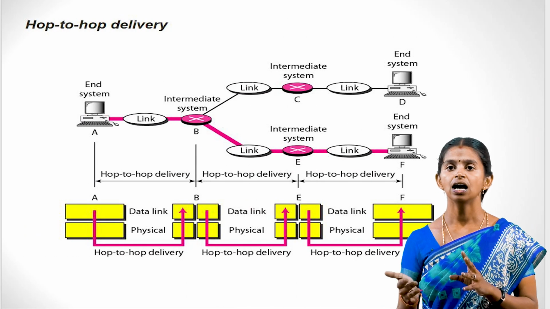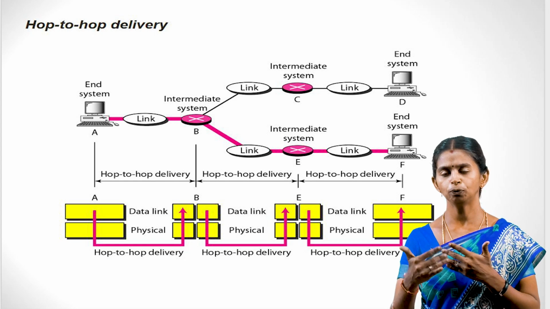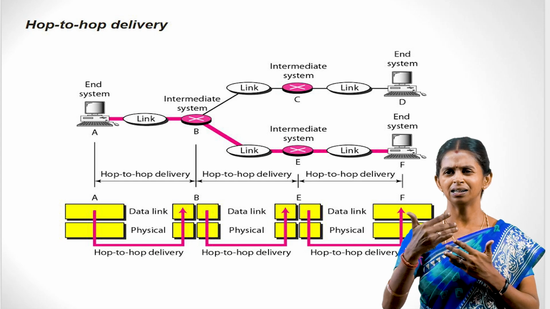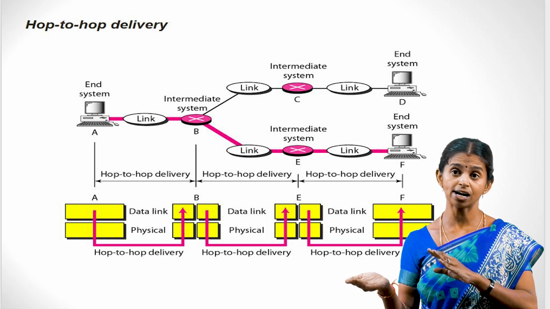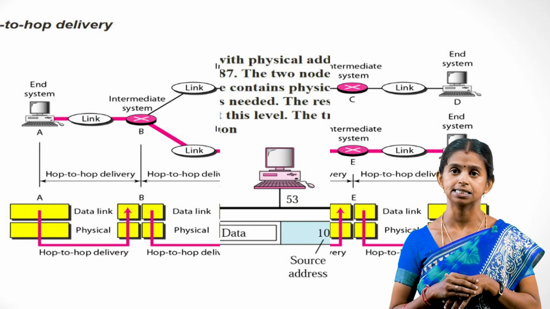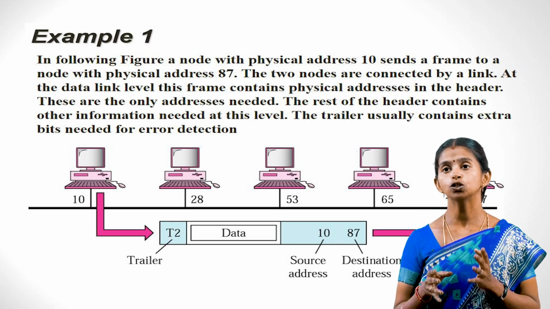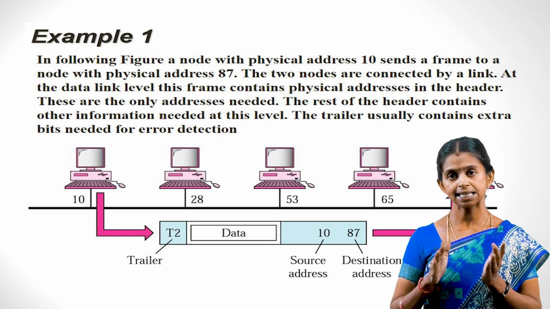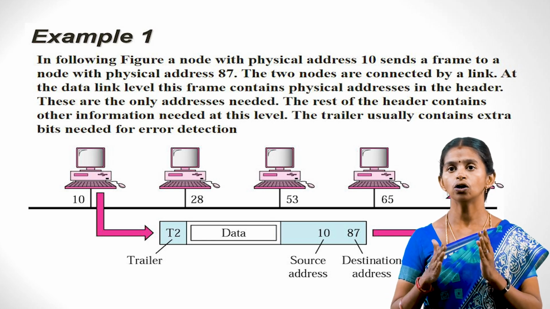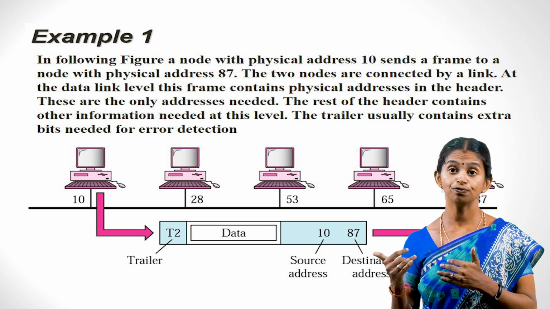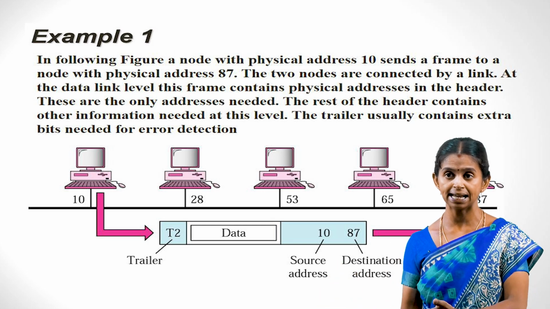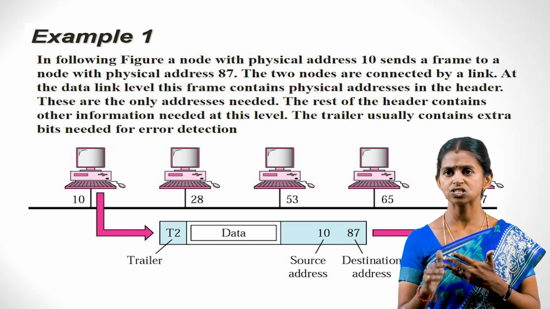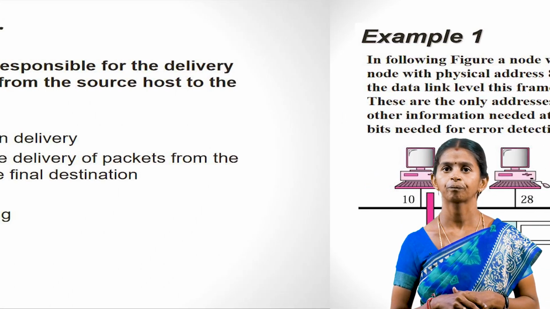Hop-to-hop delivery is displayed here. For hop-to-hop delivery, we use the physical layer and data link layer, and this shows how the data are transmitted by using the intermediate system. In this example, the two nodes are connected by a link. At the data link level, the frame contains the physical address in the header. These are the only addresses needed. The rest of the header contains other information needed at this level. The trailer usually contains the extra bits needed for error detection.